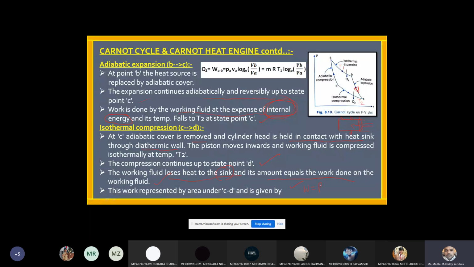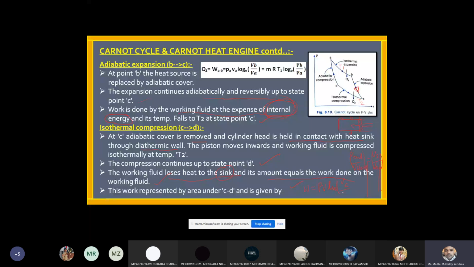As we know, work done is equal to PV ln of the volume ratio. If it is an expansion process, it is the volume at the end of the expansion by the volume at the start of the expansion. If it is a compression process, it is the volume at the start by the volume at the end, because always this ratio should be greater than 1. In order to satisfy that condition, for the compression process, work done is equal to PV ln of the volume at the start of the compression by the volume at the end of the compression.